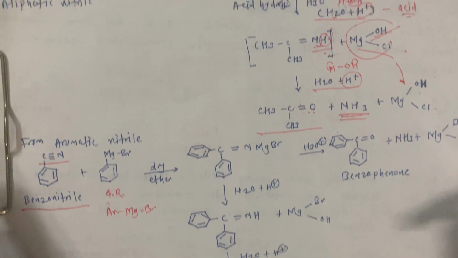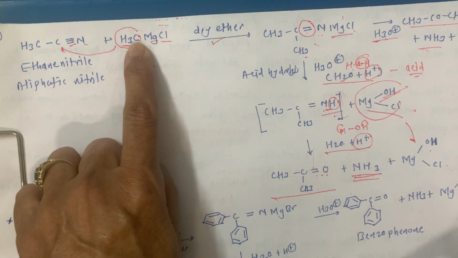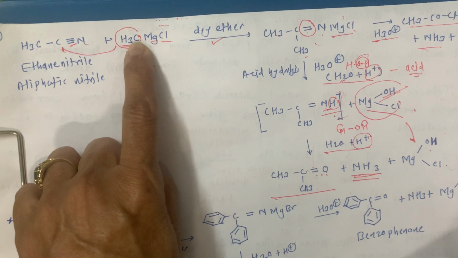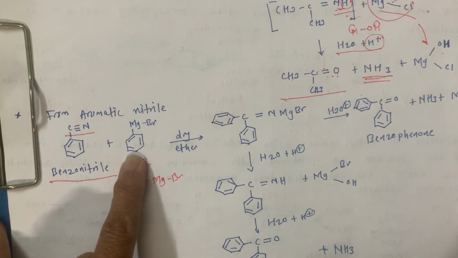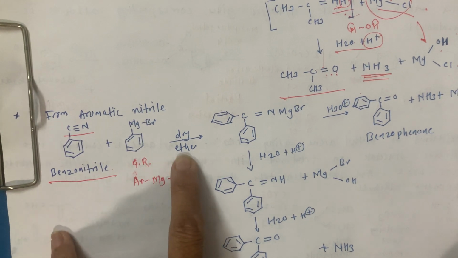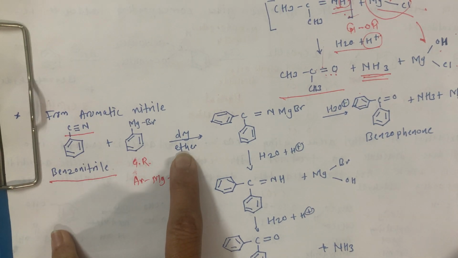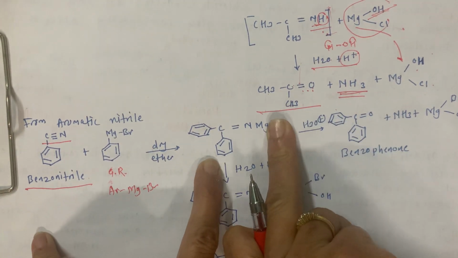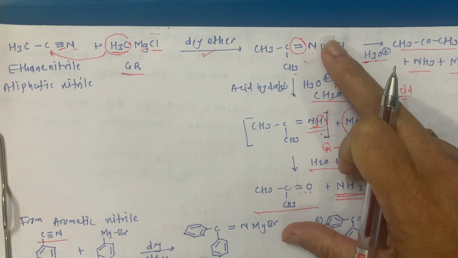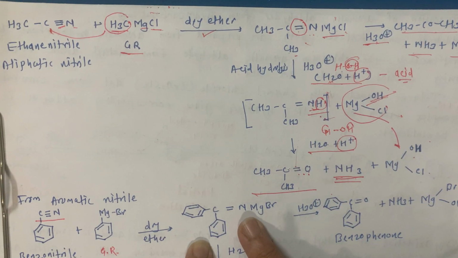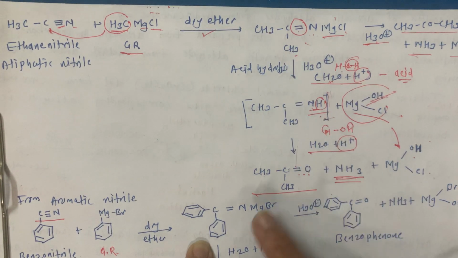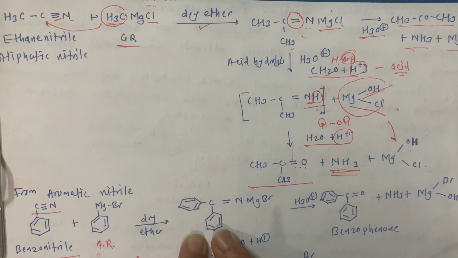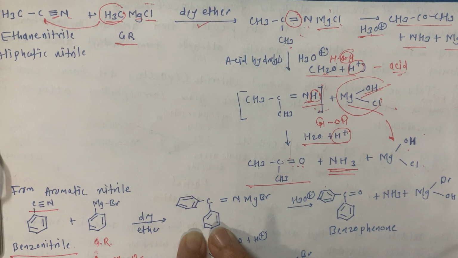Here we used CH3MgCl, which is an aliphatic Grignard reagent. Now we are using here an aromatic Grignard reagent. Solvent is the same, that is dry ether. Just like this, the first step over here, the same step over here. Only now, instead of CH3, there are two aromatic rings, two benzene rings.